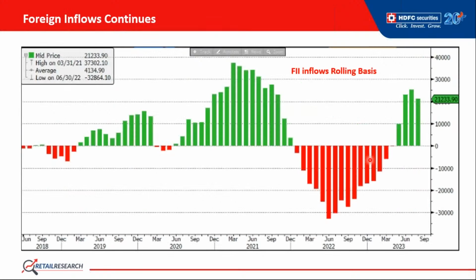Another thing in favor of the rupee was the foreign fund inflows. This chart shows the FII inflows in equities on a rolling basis. This is the fourth month in a row where we see that FIIs have bought Indian equities, and that was one of the reasons the rupee remained on a positive side.